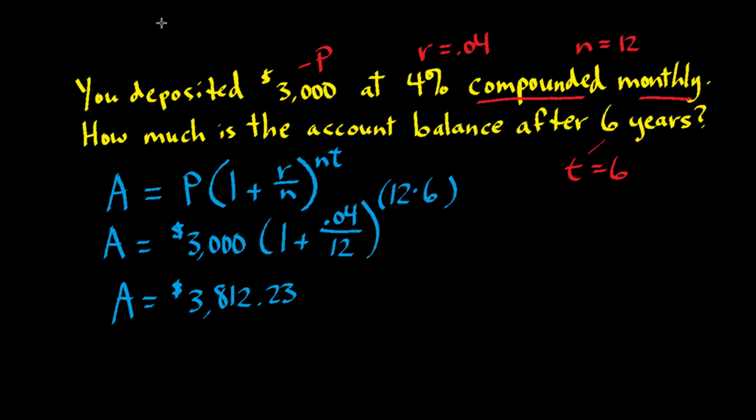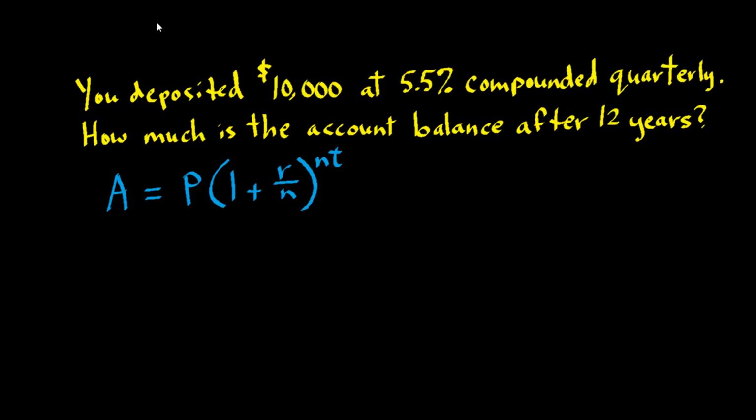Let's try another one. Now let's say you deposited $10,000 at 5.5% interest compounded quarterly. How much is in the account after 12 years? In this problem, P will be the principal. Converting the interest rate to a decimal, R is 0.055. And compounded quarterly means that N is 4 times a year. The time period, T, is 12.